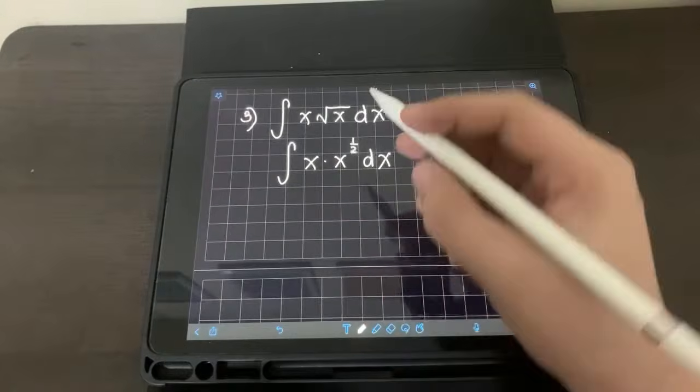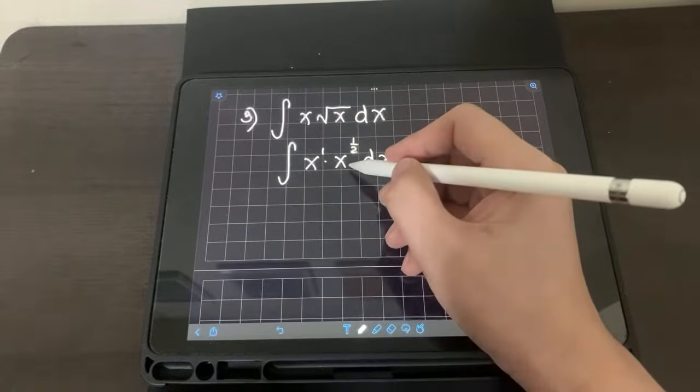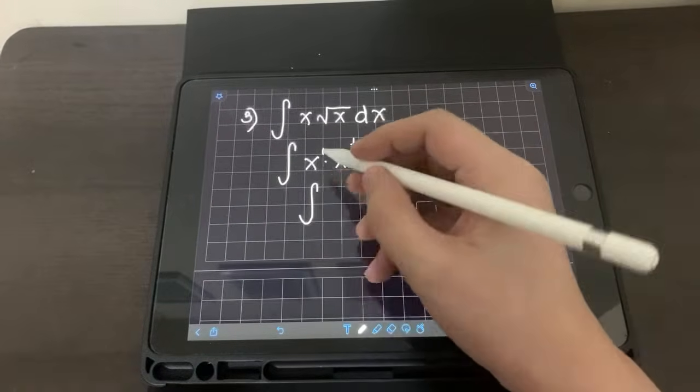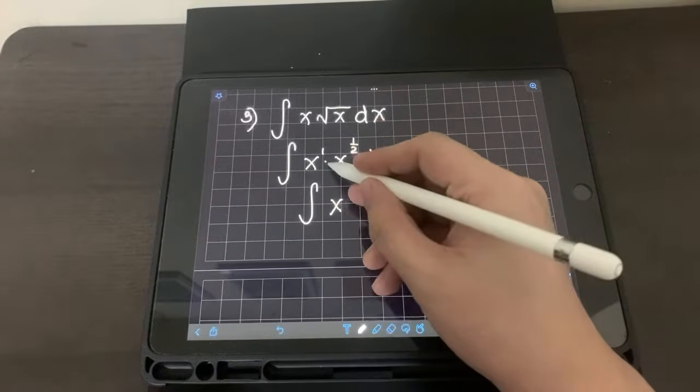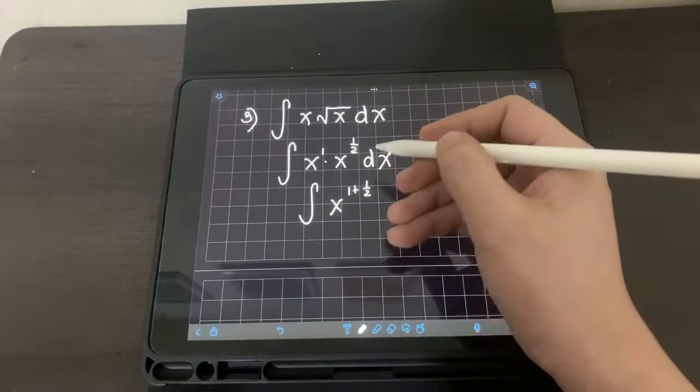They have the same base of x. So this x has an exponent of 1. So we can combine it as, or we can multiply them as x raised to. So you need to add the exponents, right?